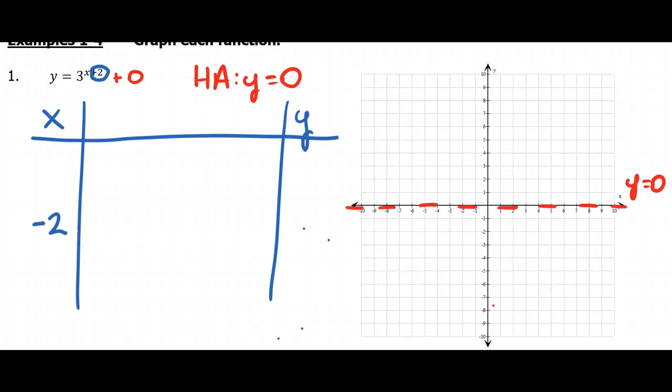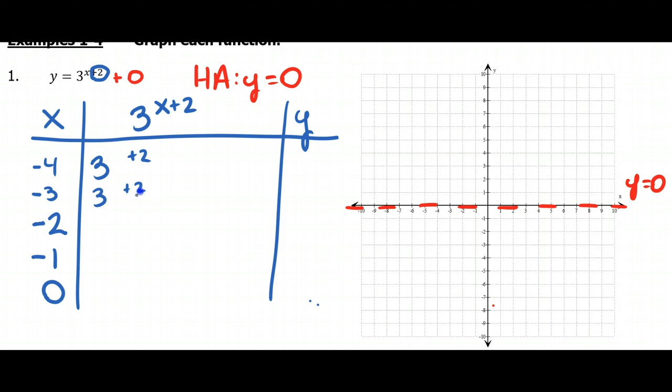I am then going to choose two values that are larger than this h value, that would be -1 and 0, and two that are smaller than it, that would be -3 and -4. Those are the five values that I'm going to plug into my equation up here. We have 3 to the x plus 2 power, so each time I'm going to be taking 3 to this number plus 2, that power. Let me go ahead and set that up.